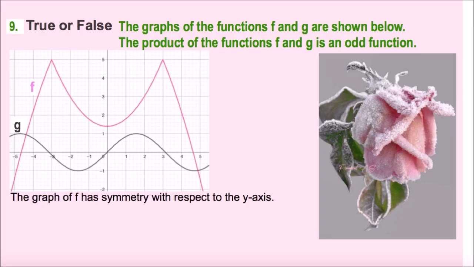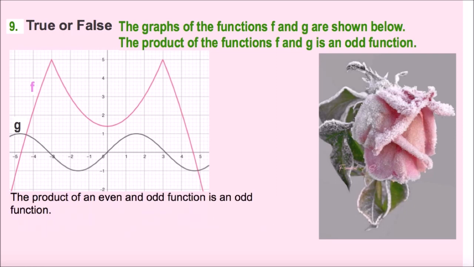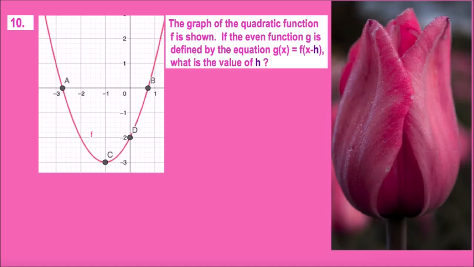Question 9. True or false? The graphs of the functions f and g are shown below. The product of the functions f and g is an odd function. The graph of f has symmetry with respect to the y-axis. Therefore, function f is an even function. The graph of g has symmetry with respect to the origin. Thus, g is an odd function. The product of an even and an odd function is an odd function. Thus, the statement is true.